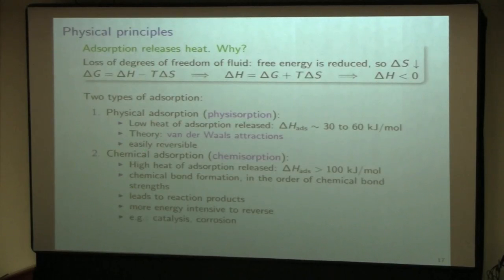Chemisorption, or chemical adsorption, is, have you guys, when you did reactor design, do catalysis? Do you study catalysts in reactor design in third year? No, a little bit.